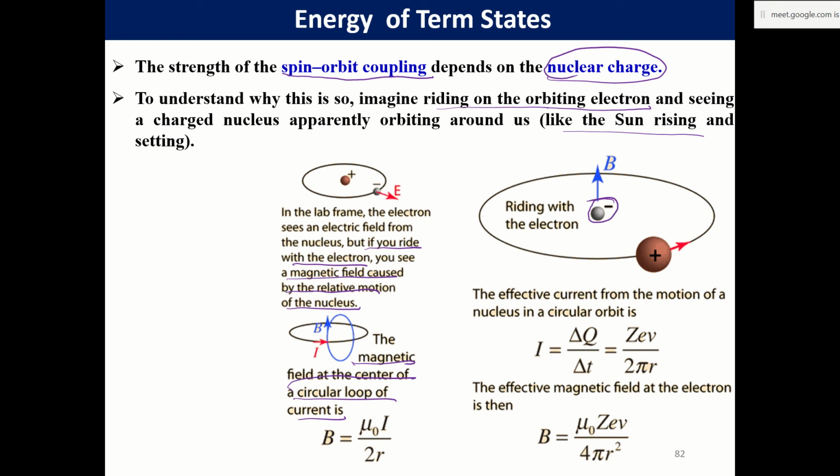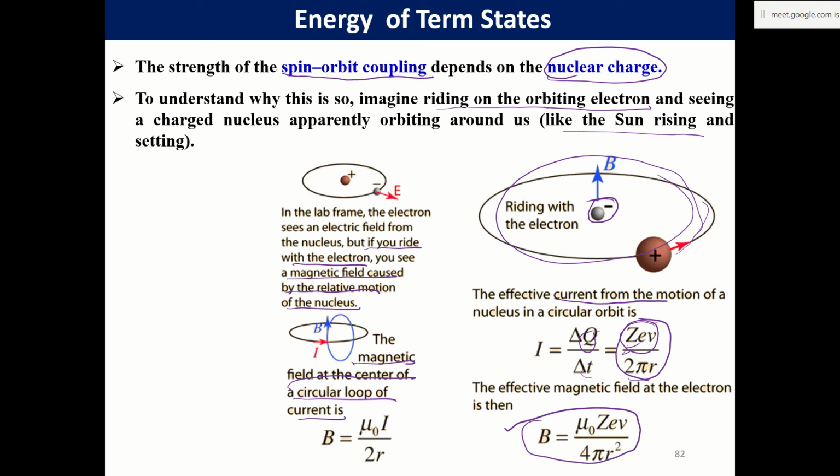So when your reference frame is that of the electron, you will see that the proton is moving around. So a moving charge is generating a magnetic field here. The classical picture, so we are viewing it classically, and so it should be affecting the overall magnetic interaction, L plus S, whatever. So this moving charge generates an effective current, delta Q by T. If you put in the numbers with Z, it turns out to be ZeV by 2 pi R. So the magnetic field is given by this.